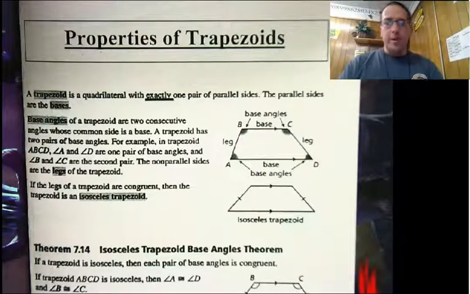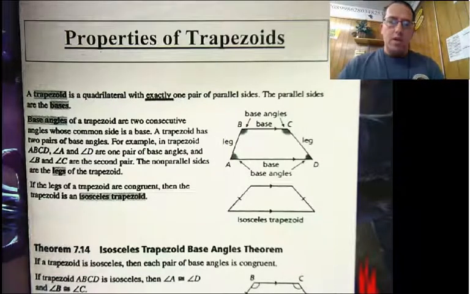A trapezoid is a quadrilateral with exactly one pair of parallel sides. That means a trapezoid is not a parallelogram. No trapezoid is ever going to be a parallelogram, because parallelograms have exactly two pairs of parallel sides, and trapezoids have exactly one pair of parallel sides, not at least.